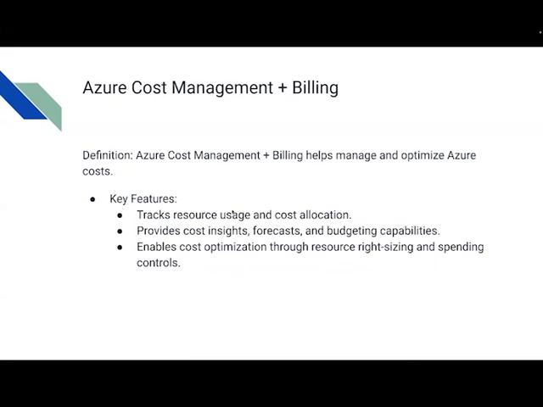It provides cost insight, forecast, and budgeting capabilities. As I told you, if your company gives you $1,000, you can set a budgeting alert. You can see a forecast and get a report like that. It enables cost optimization through resource right-sizing and spending control. Again, you can do cost optimization as well. Of course, if you do AZ-104 or AZ-900, there are a lot of certifications, and you can learn.